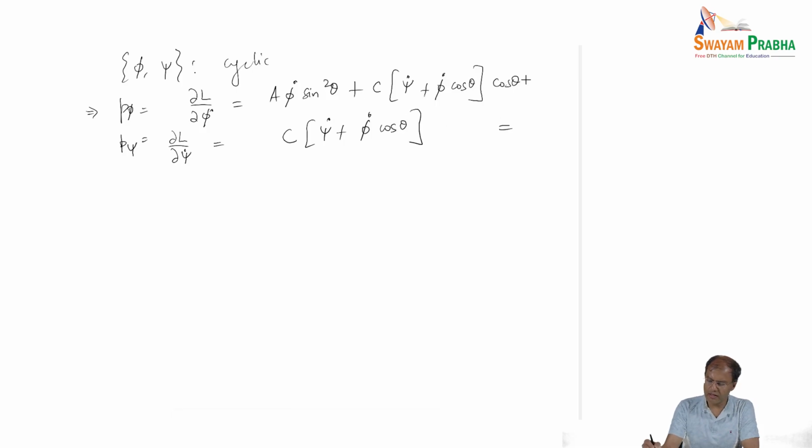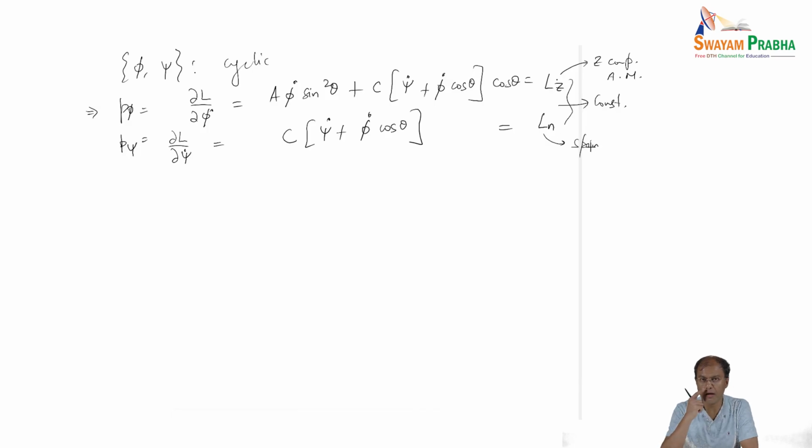So we can take both these variables as L_z and L_n. These are my constants. Again, as we can see, L_z is the z component of the angular momentum, and L_n is the spin component of the angular momentum, the spin or the axial component of the angular velocity.